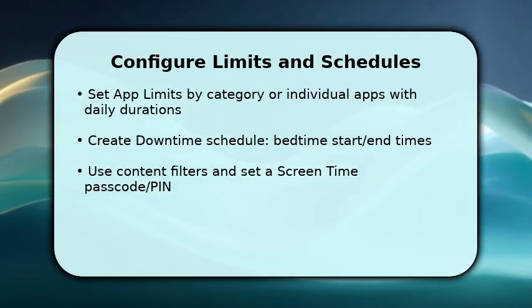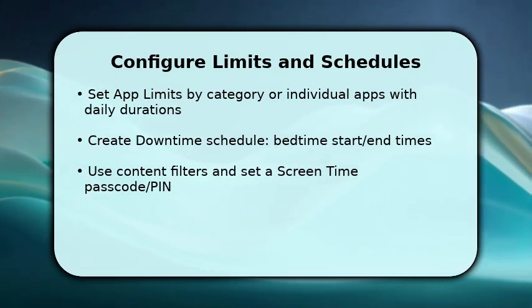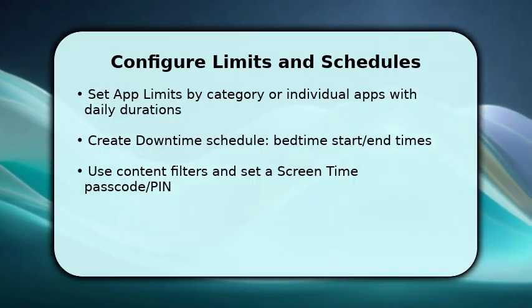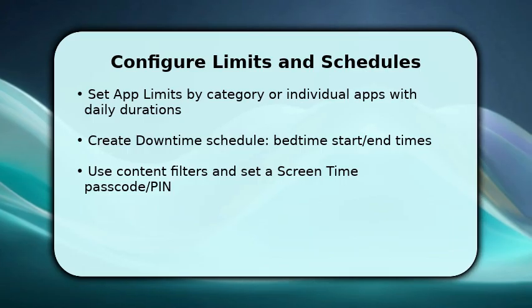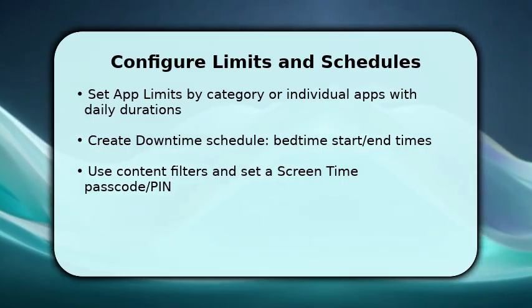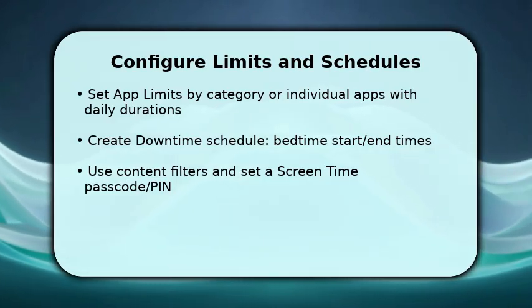Next, set downtime to block most apps during sleep or study hours. Make sure start and end times match your routine. Also enable content filters and restrictions if needed to control purchases and web access. Finally, create a screen time passcode or PIN so limits can't be changed by the child. These steps lock in behavior and reduce friction later.